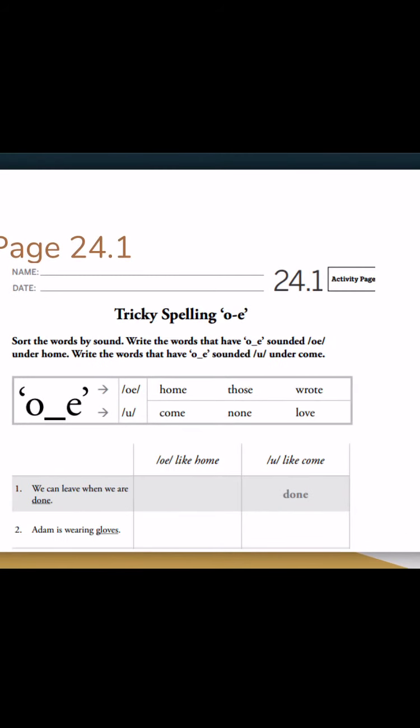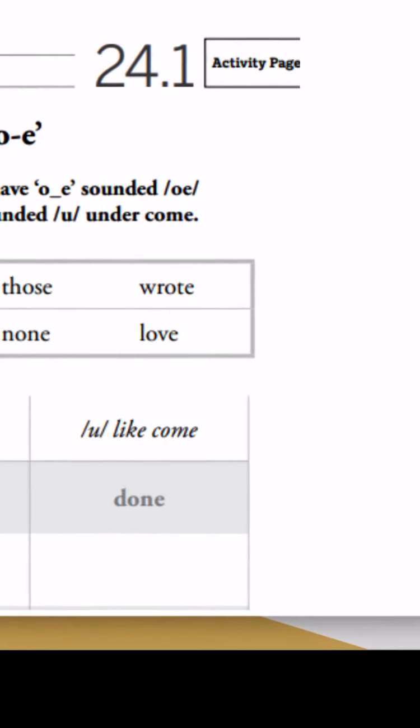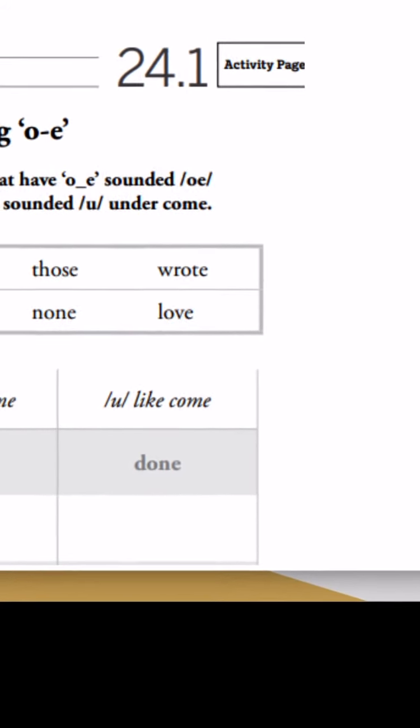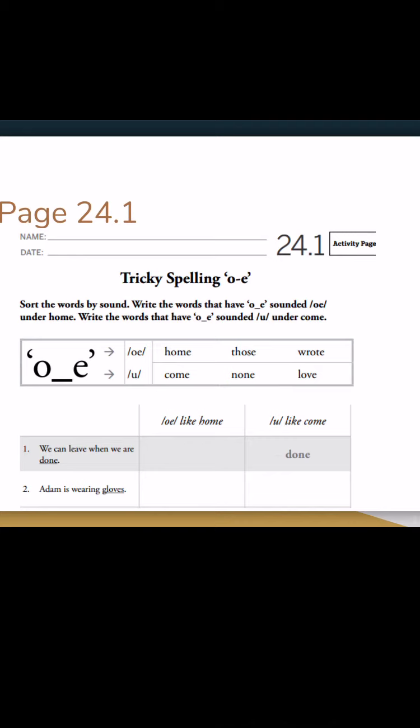Now let's do a little practice. On 24.1, you are going to sort the words by sound and write the words that have OE sounded O under home, and write the words that have OE sounded uh under come. For example, number 1 is already done for us. It says we can leave when we are done. What sound is that O making in done? Done. It is making the uh sound. So you are going to put it in the far column over here, the like come column.